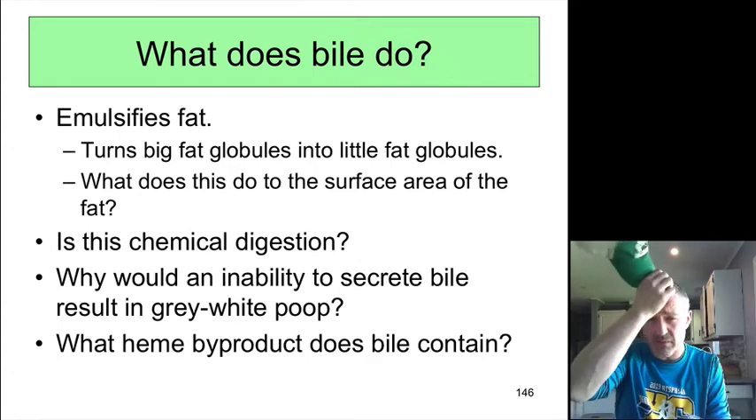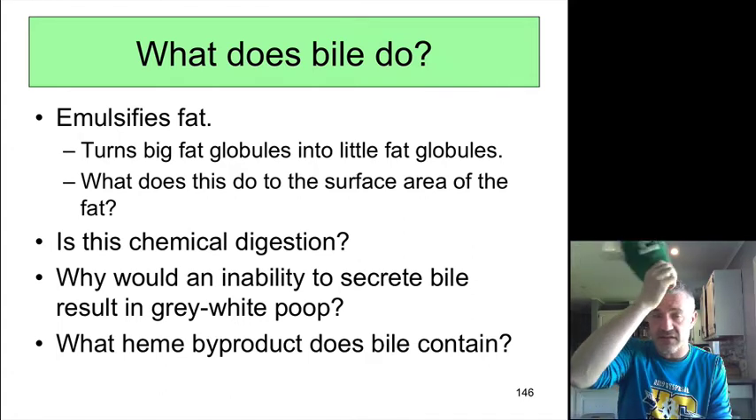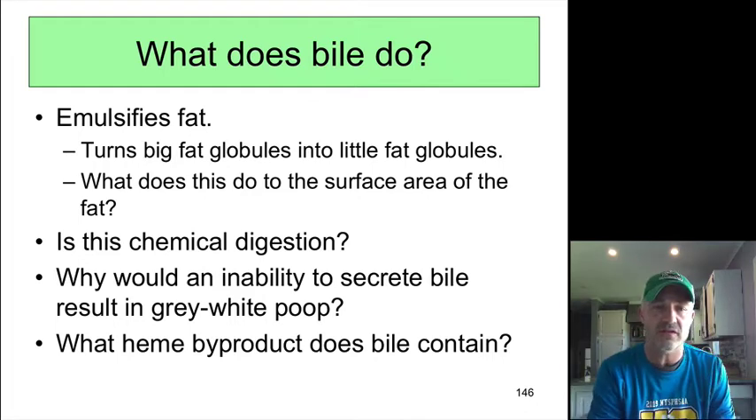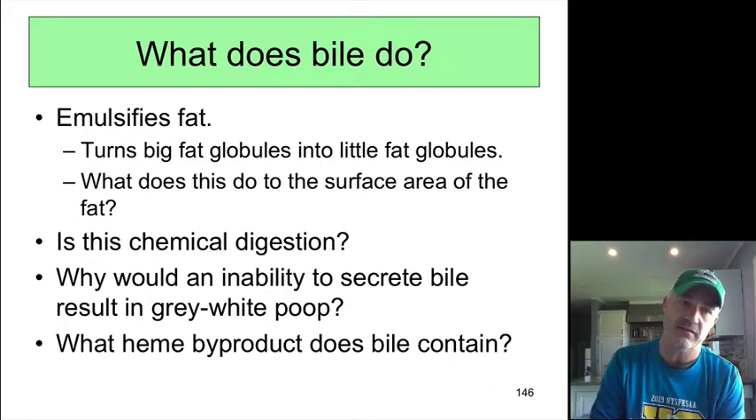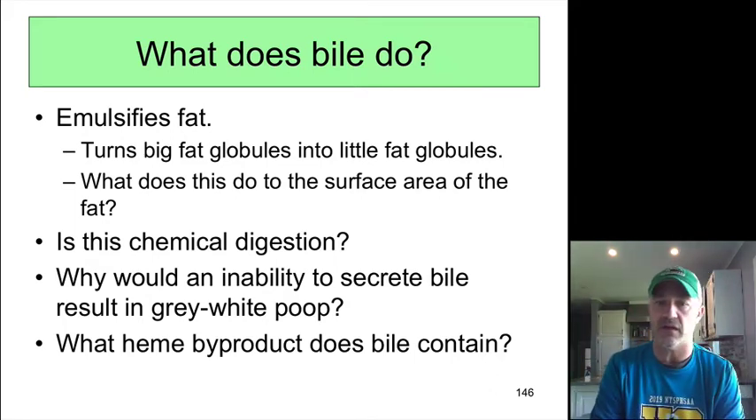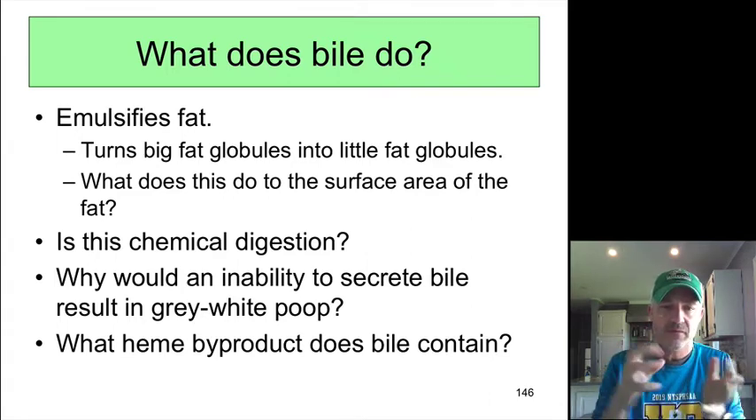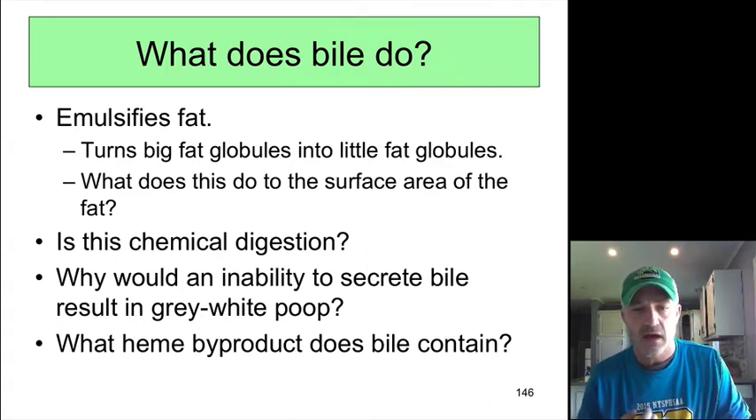Your gallbladder can be removed. The liver still does make some bile. You just don't have as much. So the ability to eat really fatty foods is going to be decreased with the loss of the gallbladder. Sometimes you can get gallstones, which will lead to a buildup of precipitate in there. And when it contracts, it hurts.